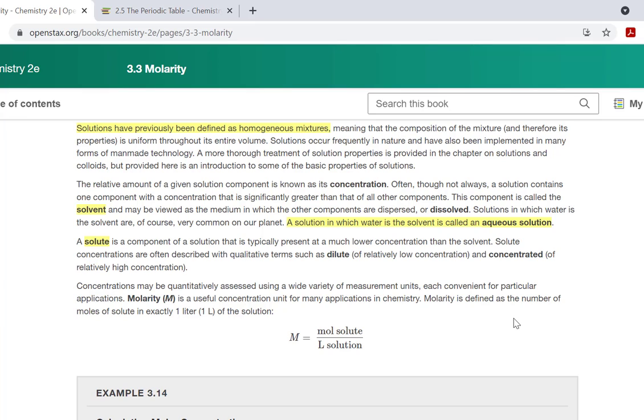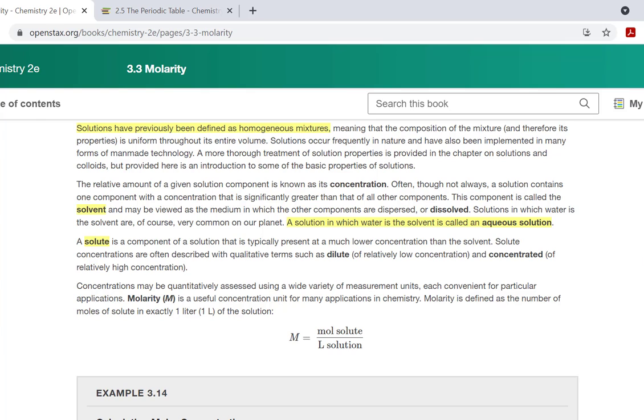We can discuss how much solute we have in relative terms such as dilute or concentrated. So having a very large amount, we would say, is concentrated. Having a very small amount, we would say, is dilute. But we can also measure this in terms of an actual quantity instead of just having a qualitative description.